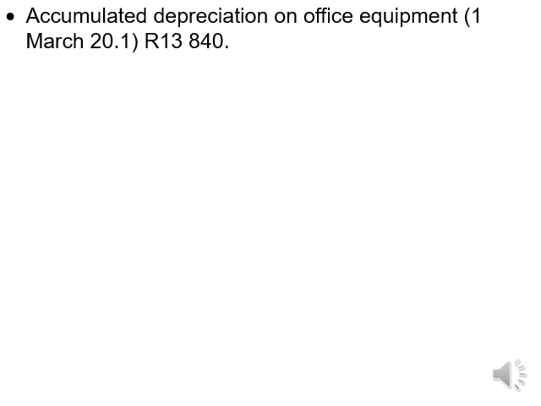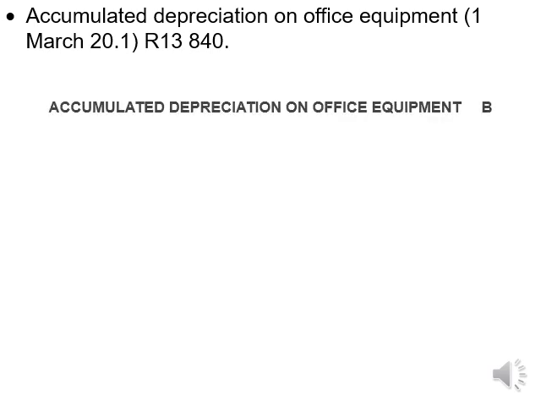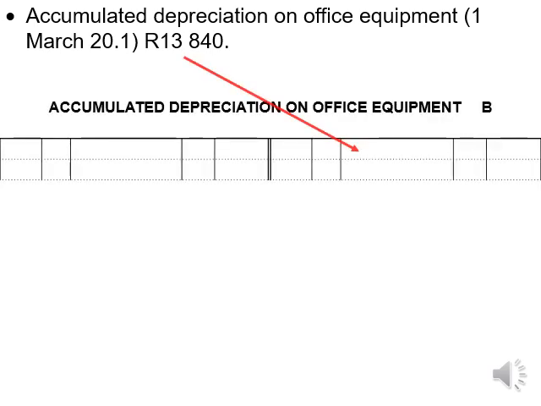Accumulated depreciation on office equipment, it's the balance on the 1st of March. Remember, we only calculate depreciation at the end of the financial year. And remember that accumulated depreciation has a credit balance.